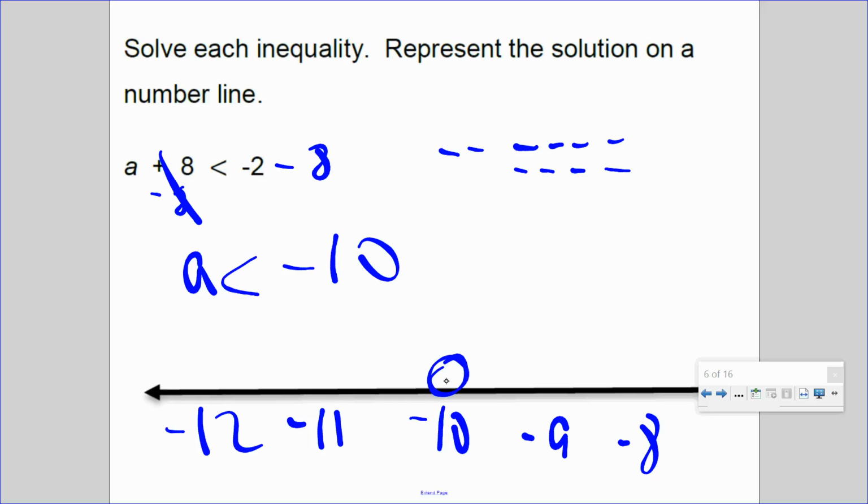Open dot because this doesn't include negative 10, not equal. And all these numbers are less than negative 10. Remember, a number line goes from least to greatest.